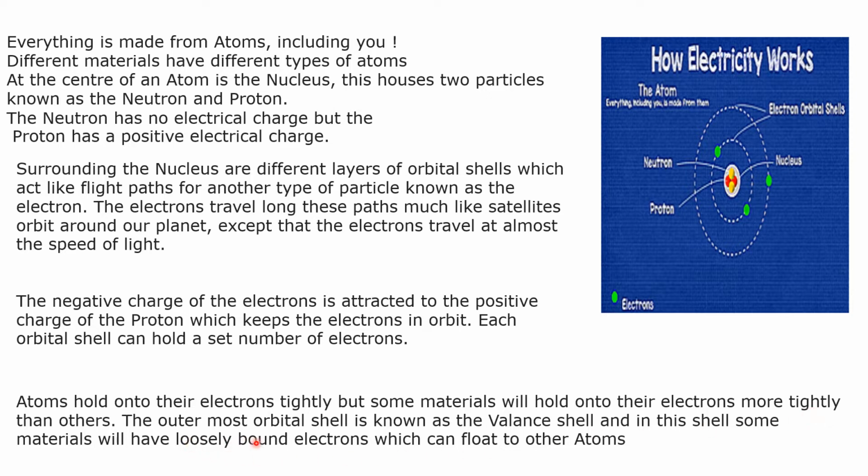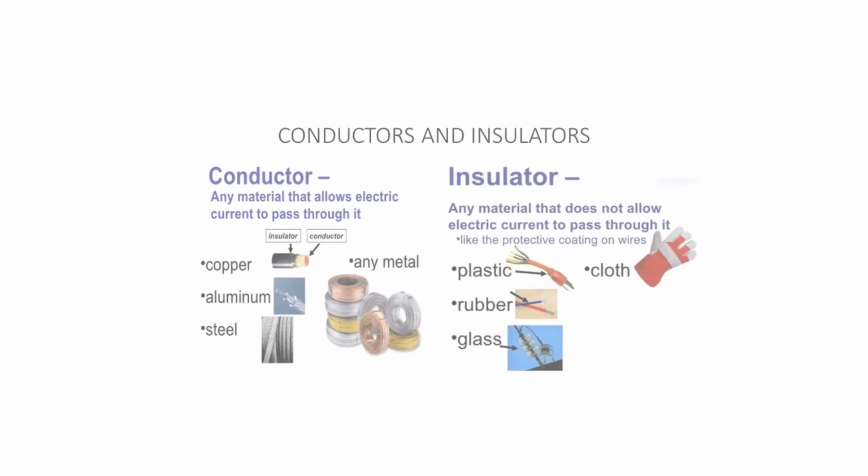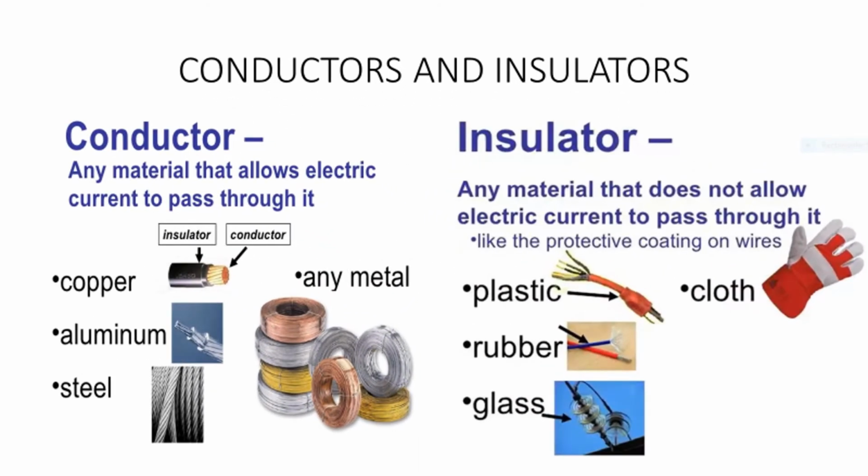The outermost orbital shell, over here it is the second, is called the valency shell. In this shell, some materials have loosely bound electrons which can float to other neighboring atoms, and they are the causes or carriers of electric current. So children, we have understood what a valency shell is. It is the outermost shell of an atom which contains loosely bound electrons which can trigger electric current.